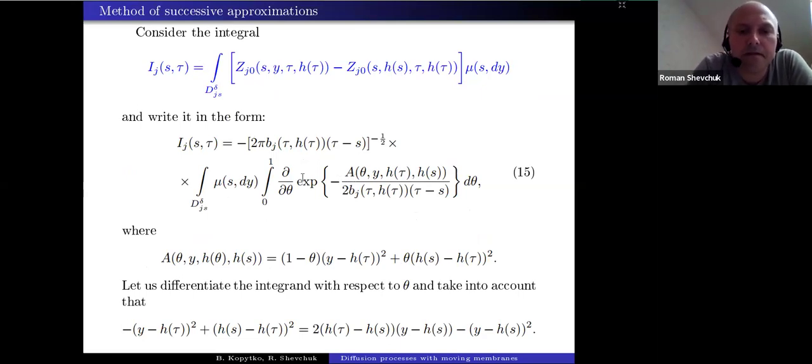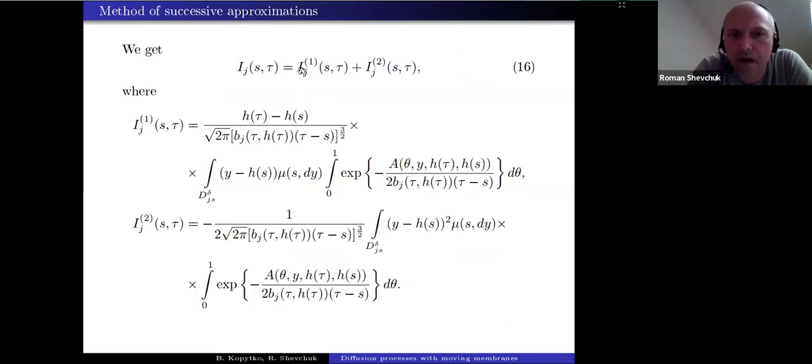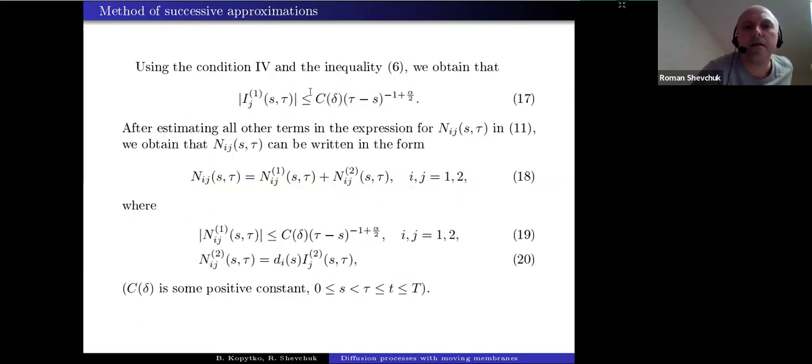Then we take the derivative with respect to theta, and I want to note also that the derivative of this expression can be written in this form. So we will have two terms for the integral ij. Here they are, ij1 plus ij2. Here the term ij1 admits a big singularity, admits inequality 17.